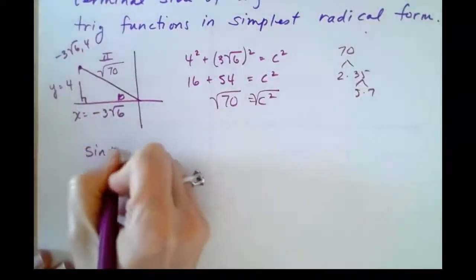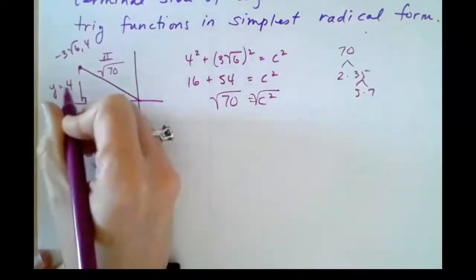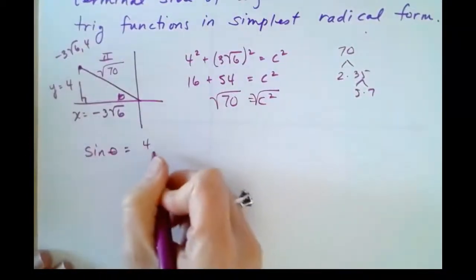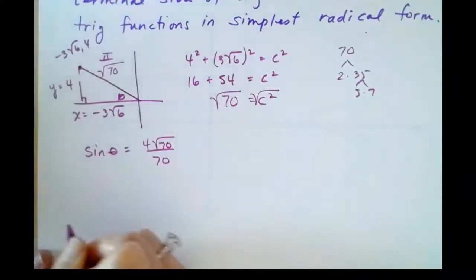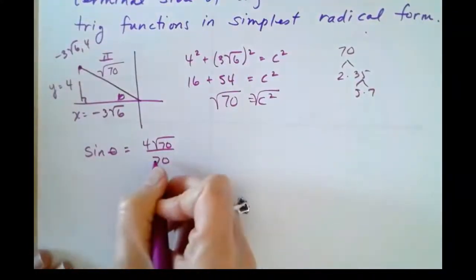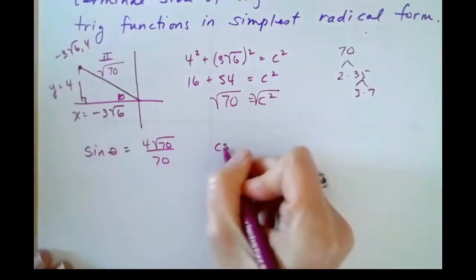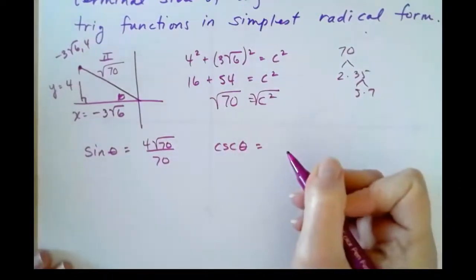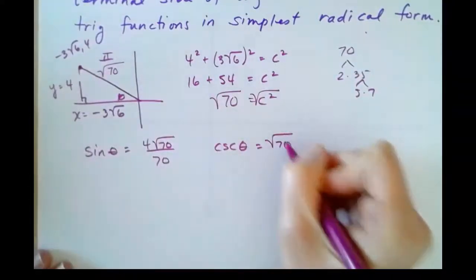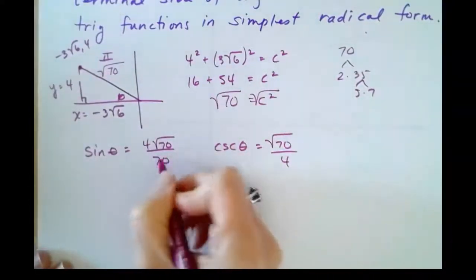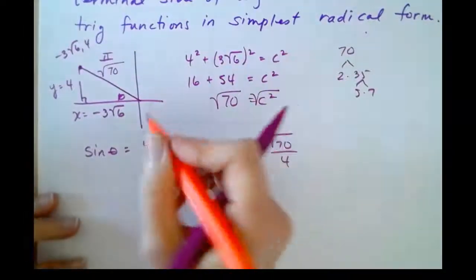So the sine of theta is going to be opposite over hypotenuse. Every single one of these is going to need to be rationalized. I'm going to go ahead and do that to kind of save time here. The sine is positive. The cosecant will also be positive. That's going to be hypotenuse over opposite, so root 70 over 4. I will come back here because we can simplify this fraction.